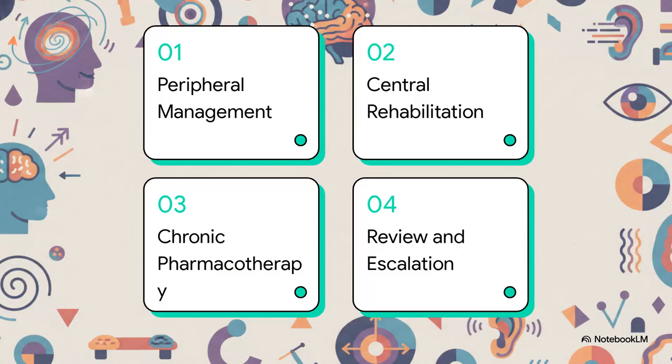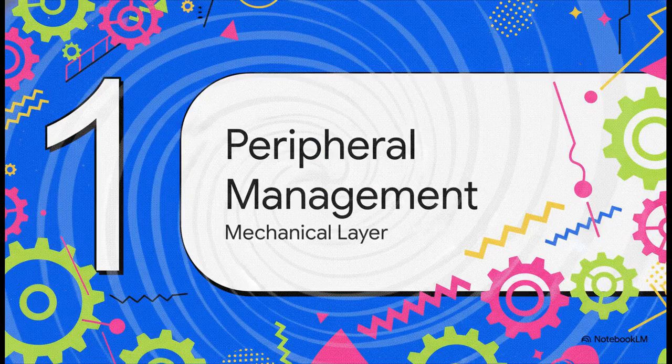To navigate all these complex, multidisciplinary strategies, we'll follow a pathway and pillar structure today. First, peripheral vestibular management. Second, central rehabilitation. Third, chronic phase pharmacotherapy. And finally, review and escalation protocols. All right, let's jump straight into Part 1, peripheral vestibular management. This is the mechanical layer.